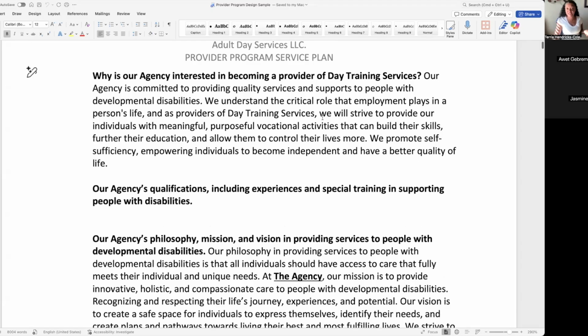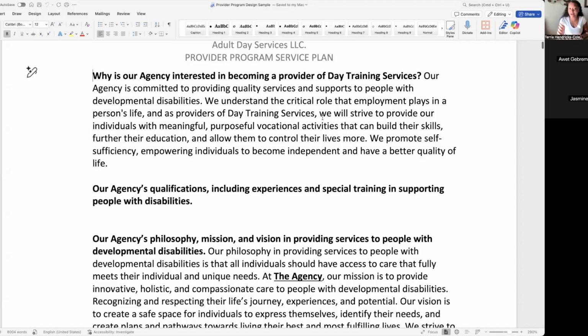Our agency is committed to providing quality services and supports to people with developmental disabilities. We understand the critical role that employment plays in the person's life. And as a program of day training services, we will strive to provide our individuals with meaningful, purposeful vocational activities that can build their skills, further their education, and allow them to control their lives more. We promote self-sufficiency, empowering individuals to become independent and have a better quality of life.